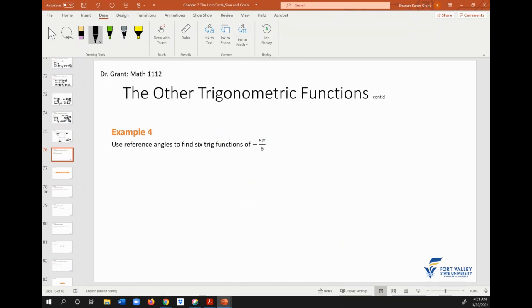So for a question like this, where we need to use the reference angle to find all 6 trig functions, first we need to figure out, well, what is the reference angle? Hopefully we remember what the reference angle is. If we were to draw this angle, -5 pi over 6, just in case we still don't know these by heart, which I hope we get a chance to.